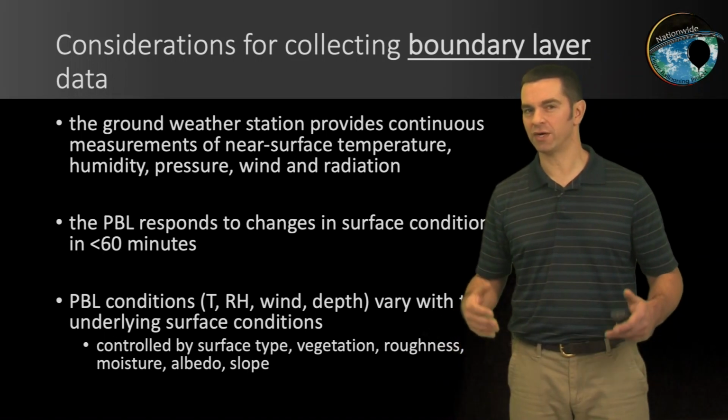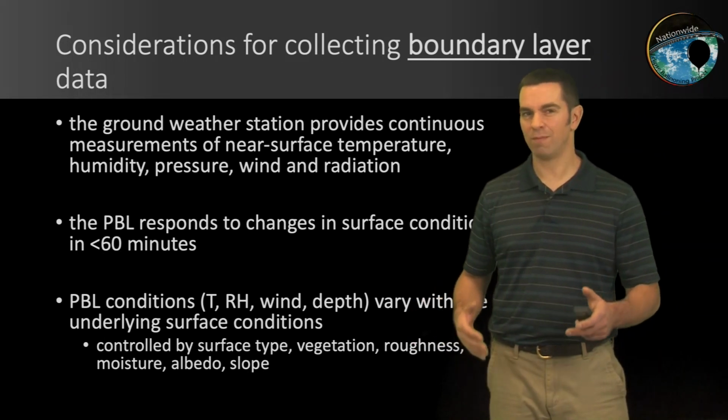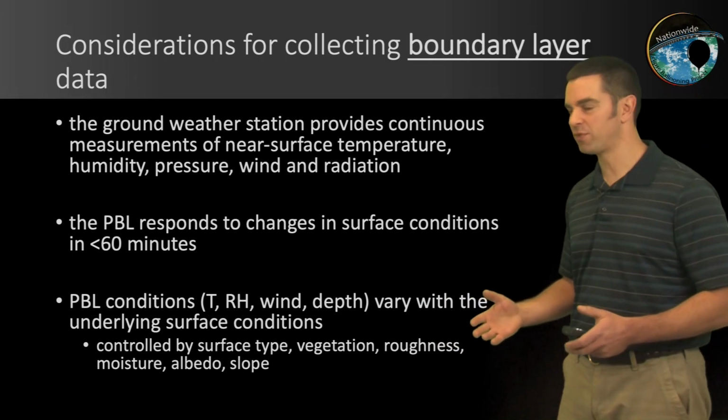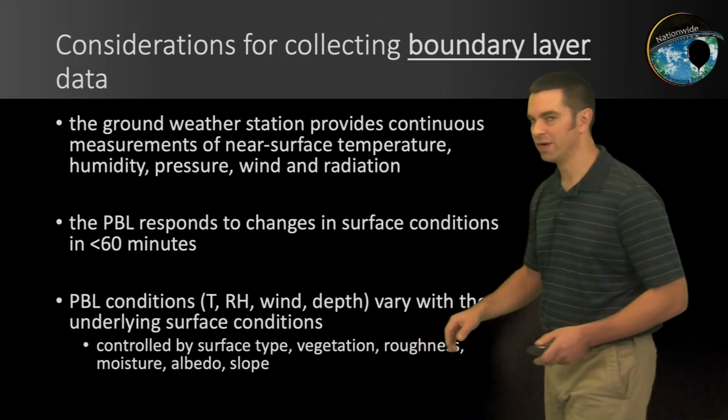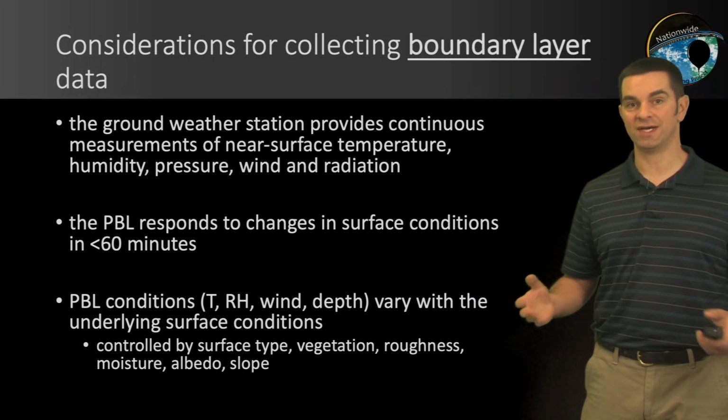And these boundary layer conditions, its temperature, its humidity, the wind, its depth, are controlled by things like the surface type and the vegetation. Are there trees? Is it grass? Is it desert?